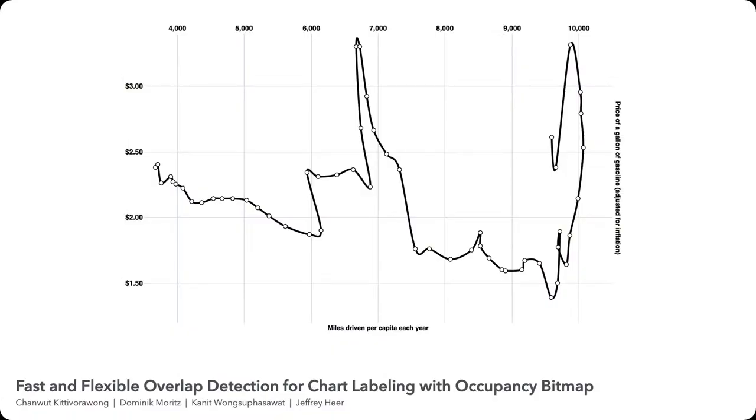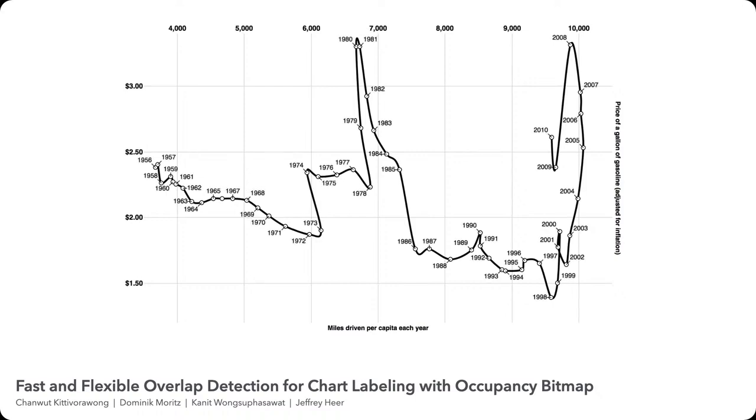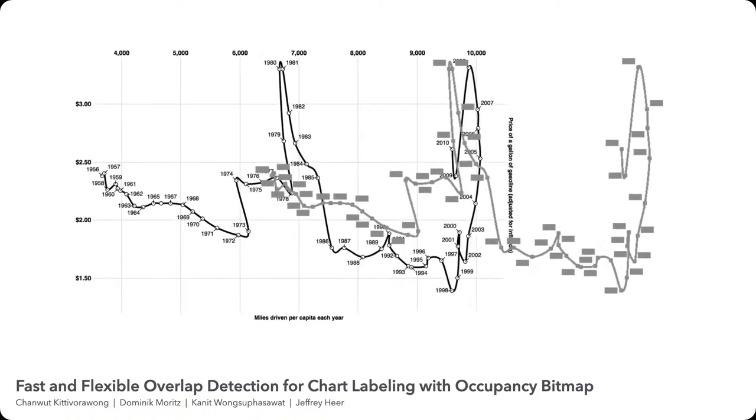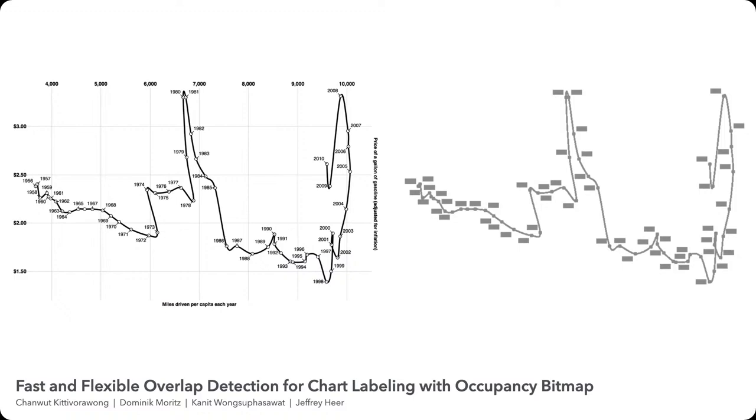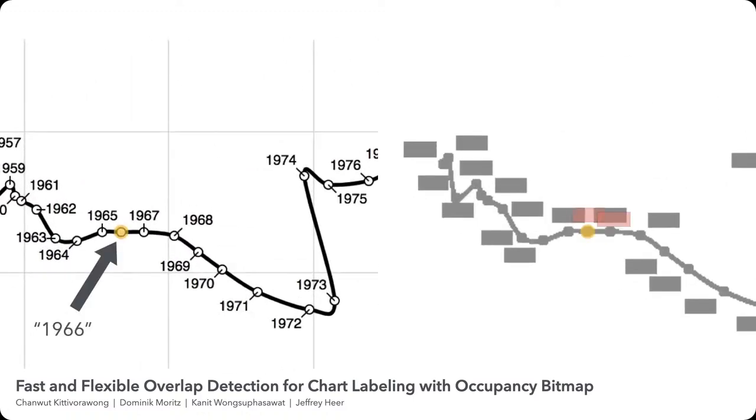In a visualization, laying out labels to data points needs to be done automatically with a fast labeling algorithm. We introduce occupancy bitmap. It's a data structure that helps the labeling algorithm to first, quickly record the positions of existing marks and labels, and second, quickly detect overlapping of labels to the recorded positions.